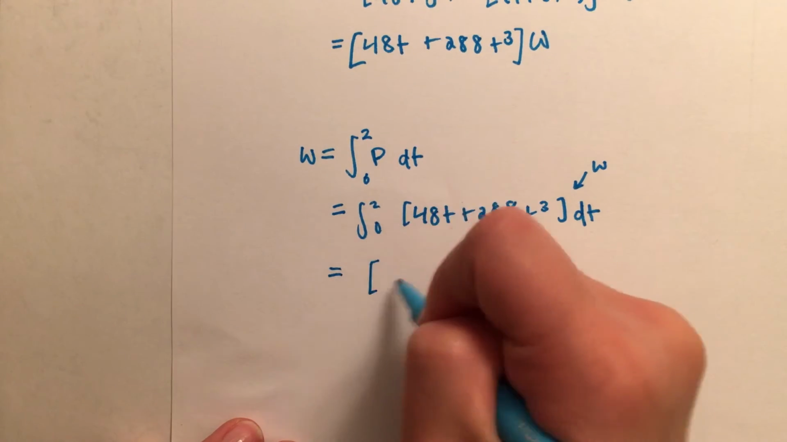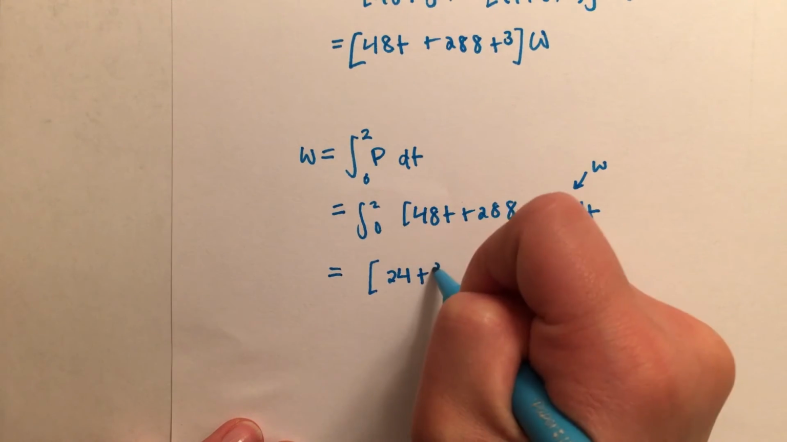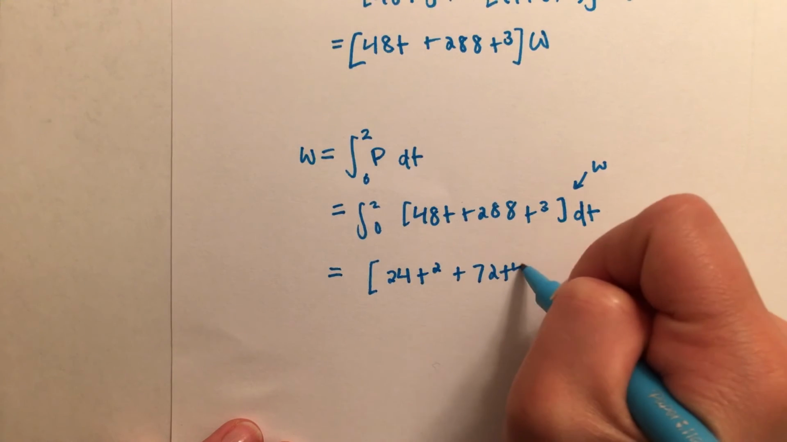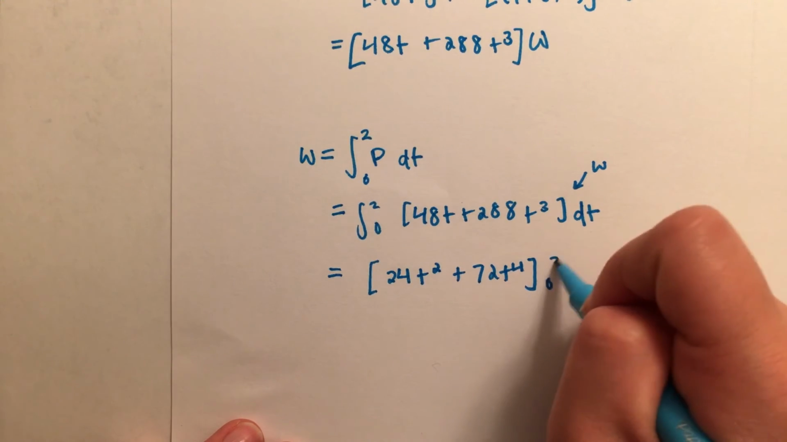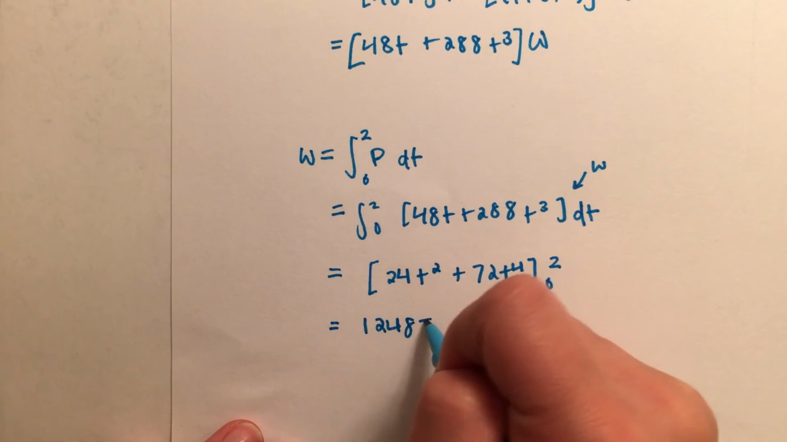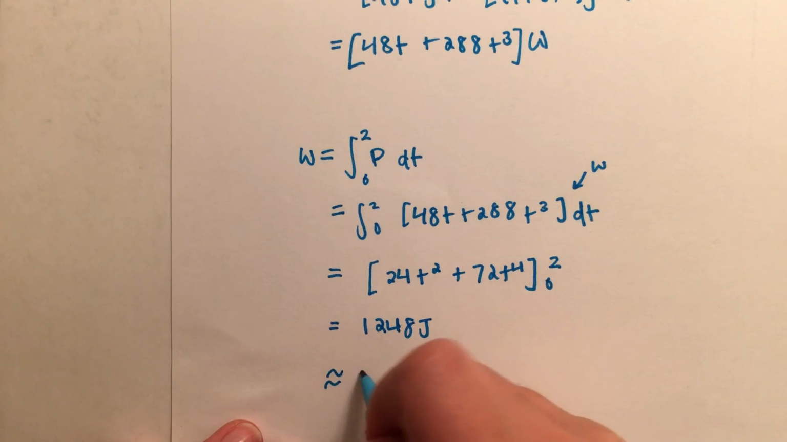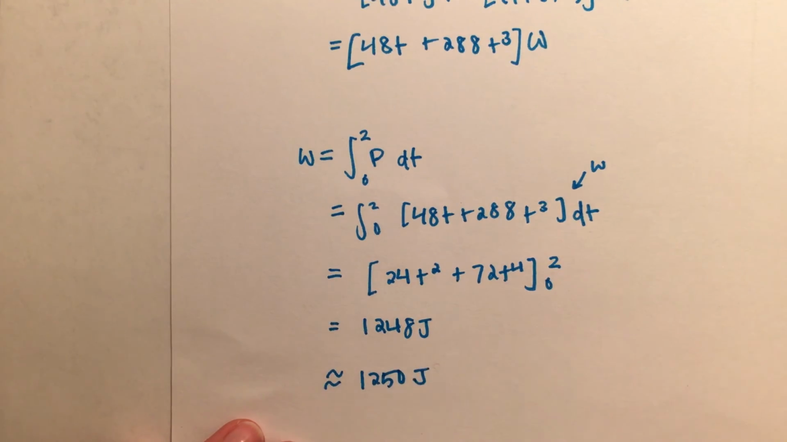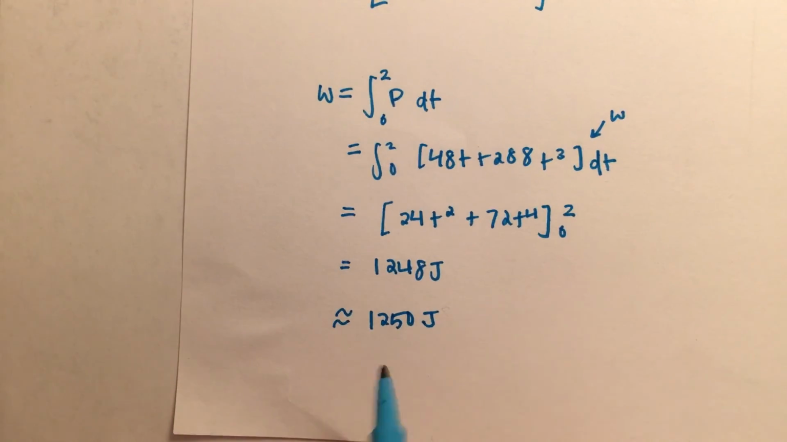And then anti-differentiate: 24t squared plus 72t to the 4th, evaluated from 0 to 2, equal to 1,248 joules, which is approximately 1,250 joules, which is how it is rounded in the book. So that's the answer.